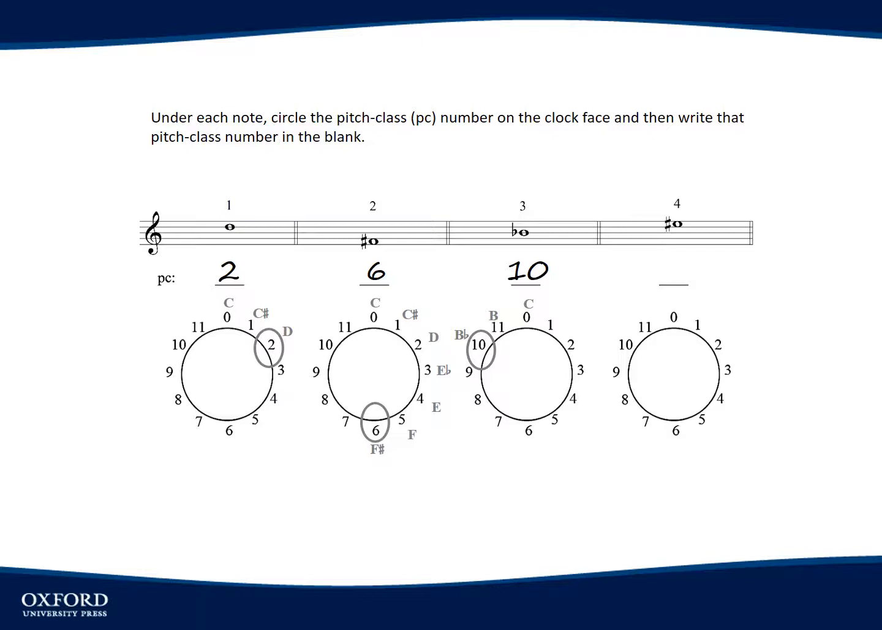Our last note is E sharp in problem 4. We can count out by half step from C to C sharp or D flat, D, D sharp or E flat, E, and finally to E sharp. We can now circle 5 on the clock and write pitch class 5 in the blank.